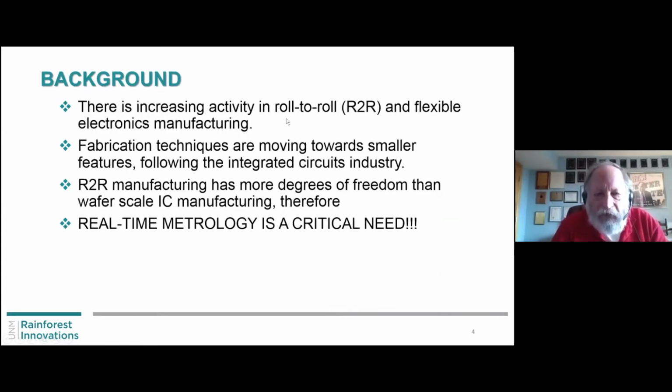Okay, so some background is there's increasing activity in roll-to-roll and flexible electronics manufacturing. I'll give you some numbers in a minute. Fabrication techniques, as always in electronics, are moving towards smaller features, following the integrated circuits industry. Roll-to-roll manufacturing is harder than the integrated circuits industry because you're not working on a stable silicon platform. You're working on a web that can move on you, and if you're not moving the web smoothly, it'll do all sorts of funky things. So that means real-time metrology is a critical need, and that's been the driving force behind this whole project.